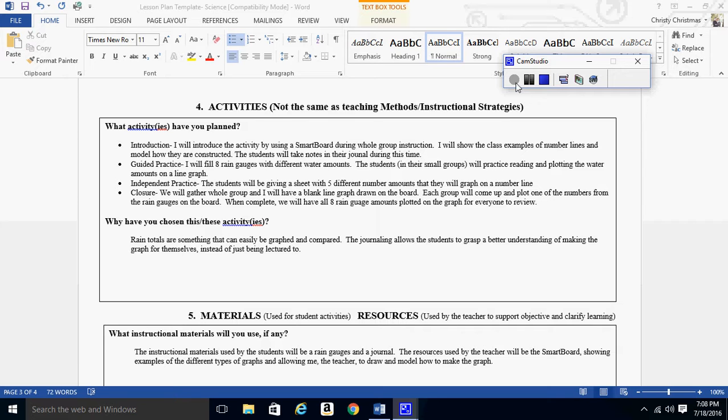During this time, I will be engaged walking around the classroom, checking to see that they are able to actually plot those numbers. Any students that are having trouble with that, I can help them, and we will go over the worksheet together just to make sure that they all got the concept.